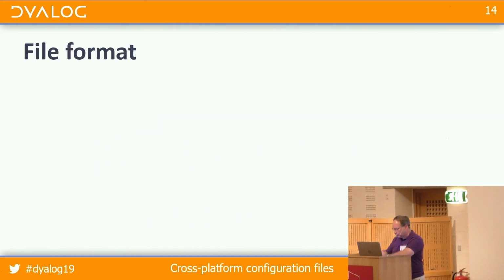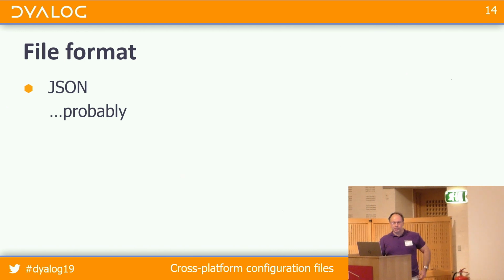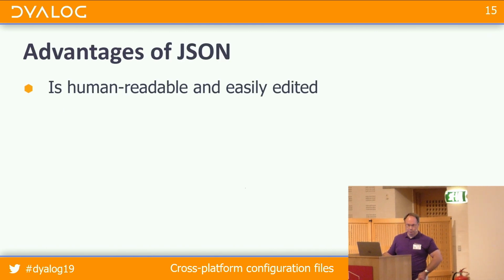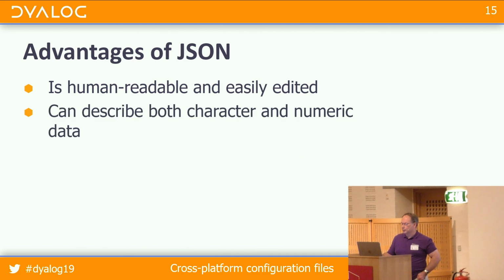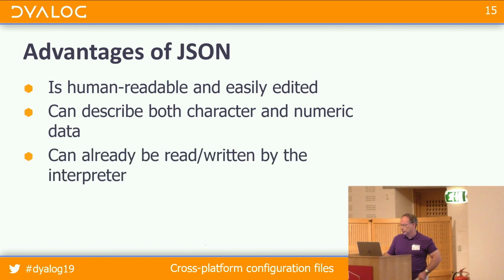First of all, we need to worry about what the file format will be. We are thinking JSON. There's lots of good reasons for it being JSON. It is human readable and easily edited. That was one of our objectives. It can describe both character and numeric data, which sounds good. In fact, with environment variables, we don't have that capability, so it will give us a bonus there.